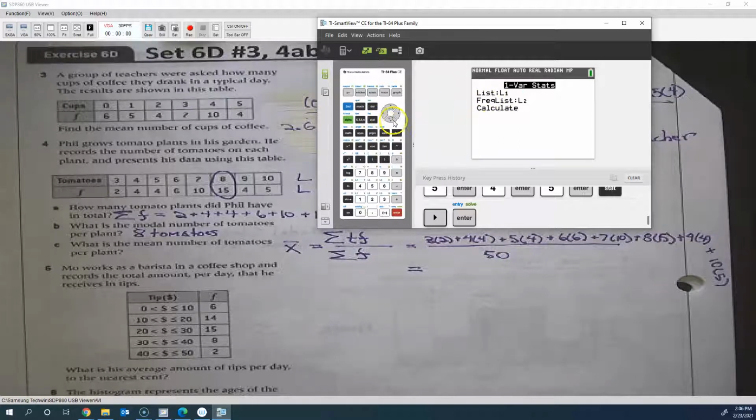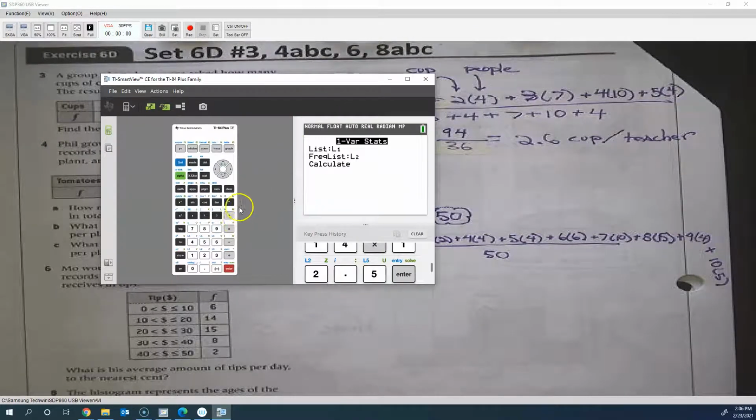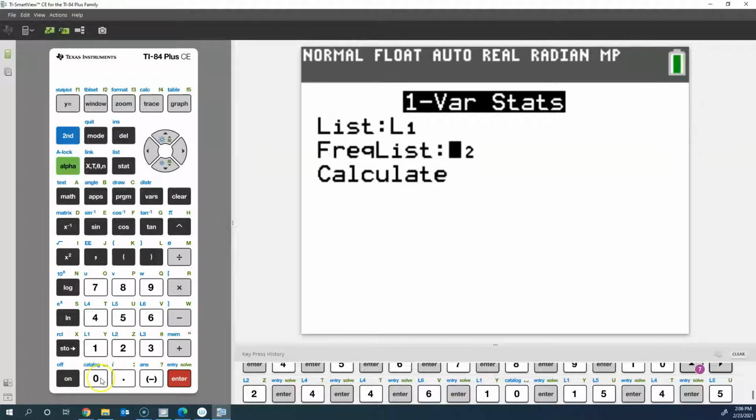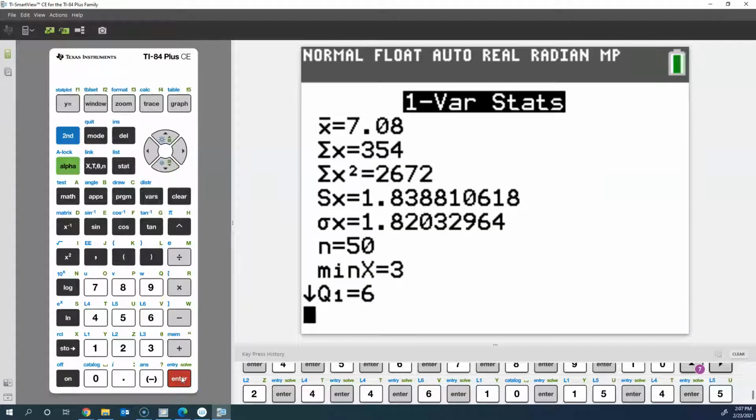Now, if the frequency list doesn't have a number or a letter next to it, you're going to hit enter. And to make that L2, I'll show you where the L2 is on your calculator. Let's see, make this bigger. Okay, L2 is right down here above the number 2. So to get L2 in there, I go second 2, and it puts an L2 in. Okay, then hit enter, and there's all your stats.